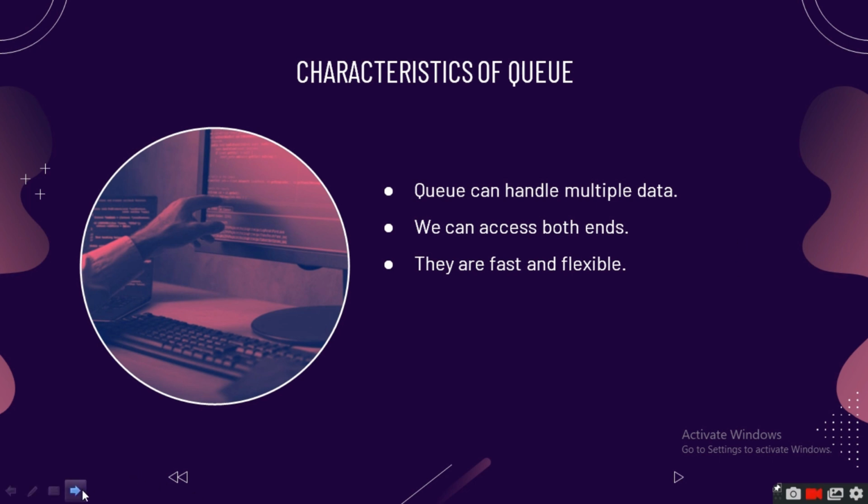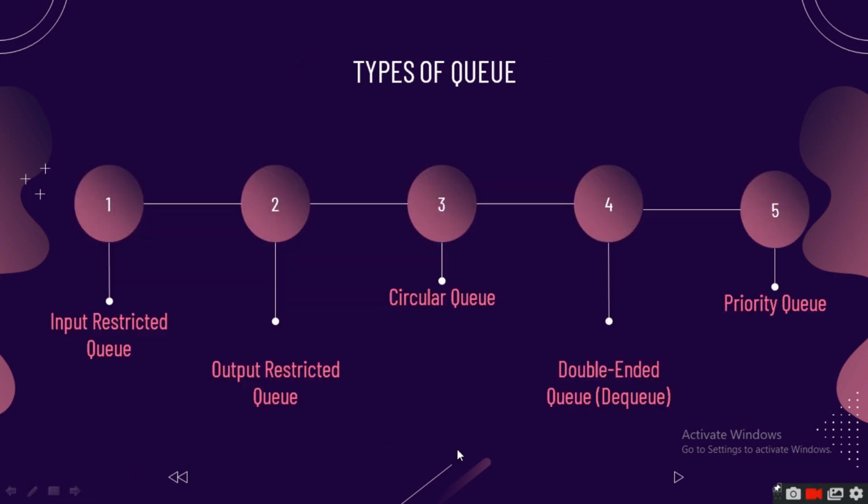And there are different types of queues that we have. There are 5 types of queue. One is the input restricted queue. Here the input can happen only from one side, and the deletion can be done at either of the ends. So the input is restricted and will happen only from one side. And an output restricted queue is one where the output will happen on only one side.